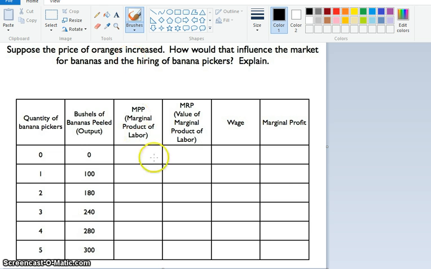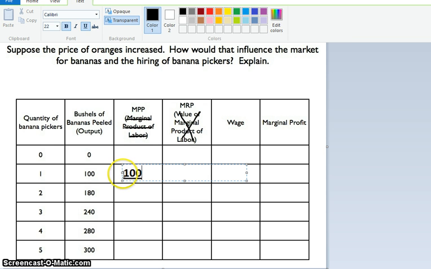So this is what you should have done: figure your marginal physical product, which again is the marginal product of labor. Well, it is, but it's not termed that way on your AP test, so ignore these. I'm looking for the change in output that came from an additional banana picker. So this first guy brought in 100, right? I went from 0 to 100. If that was troubling to you, hopefully now it helps you out. Try and figure it out.